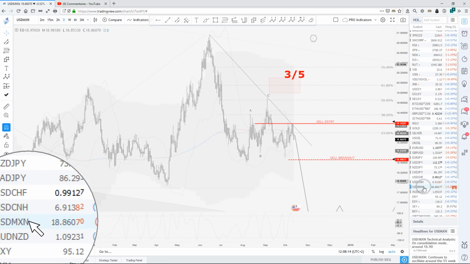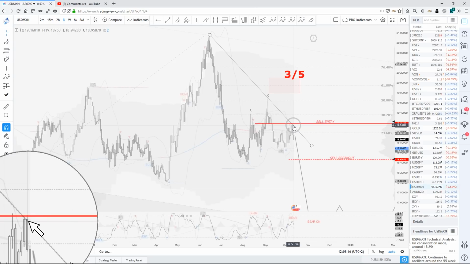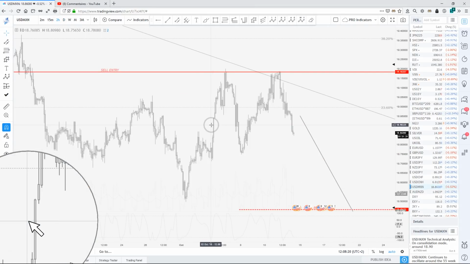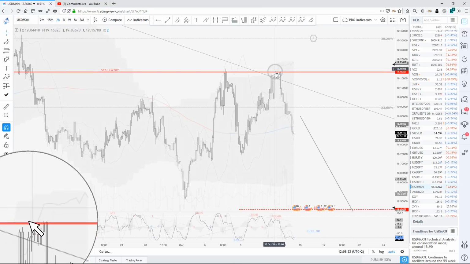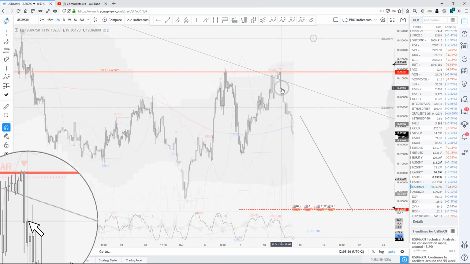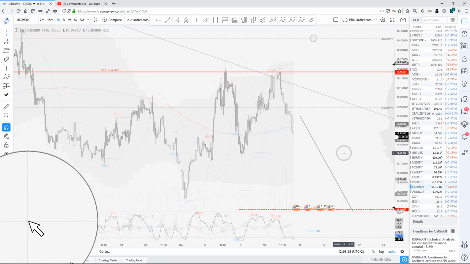USD MXN, I remain bearish on this one, no questions asked. I've been adding reinforcements yesterday. I've been telling you about that live. I've been taking that trade out of the double bearish we got there. All right, double bearish. So I've been reinforcing. The trade is doing pretty damn well.